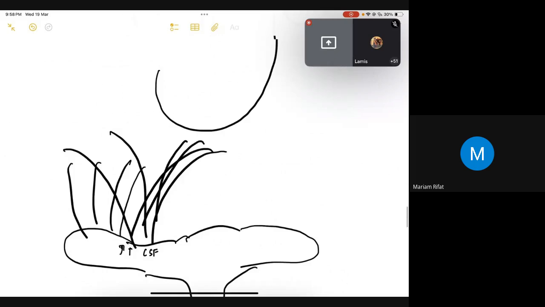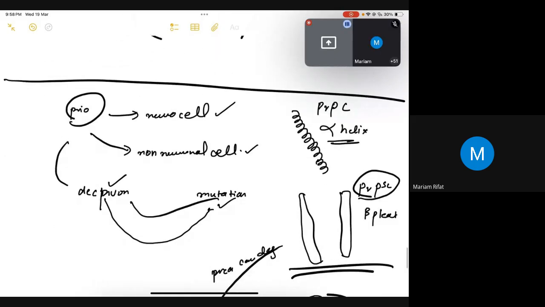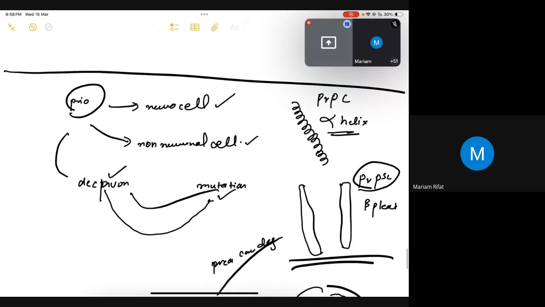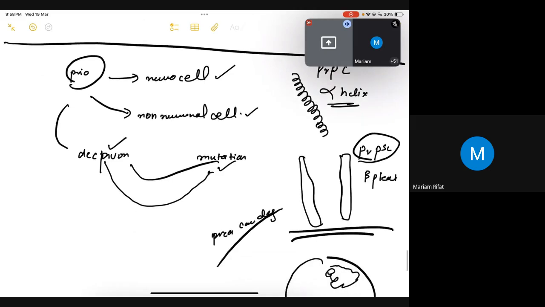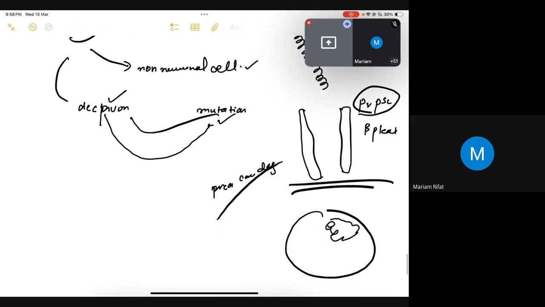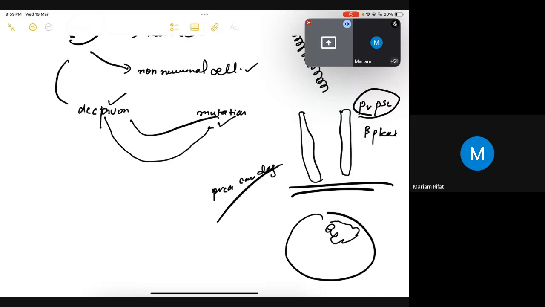So we were discussing that the alpha helix, we are going to denote it with PrPC, and the beta pleated, which are defected, cannot be degraded by your proteases. You have a UWorld MCQ on that. Beta pleated cannot be degraded by proteases. They will just keep on building within the cells, and in turn it would lead to spongiform appearance of your brain cells. Is that clear?